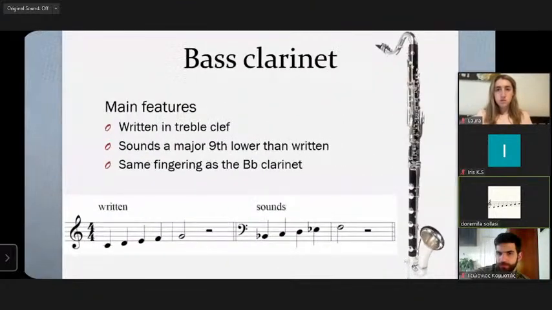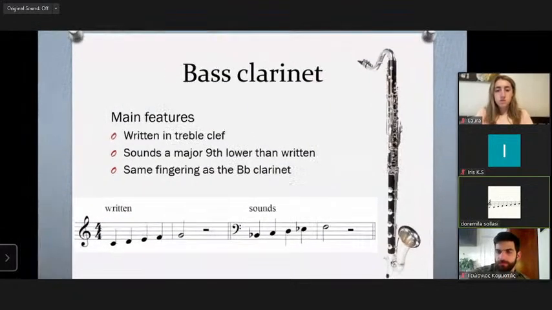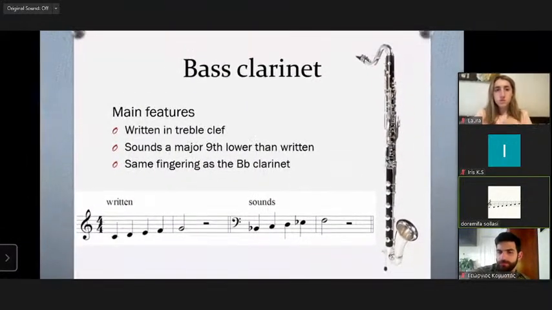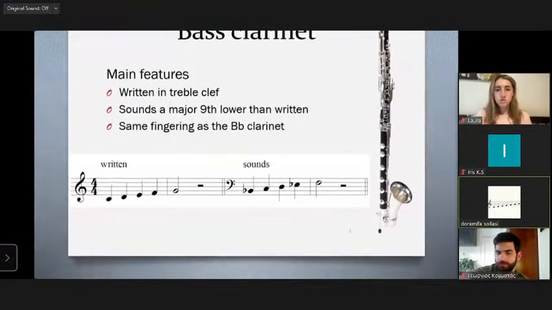And here we have the picture of the bass clarinet. The parts are the same as those of the clarinet, but it has this that is called a spike, this stick here. The performers use the spike to put it on the floor, to hold it on the floor.